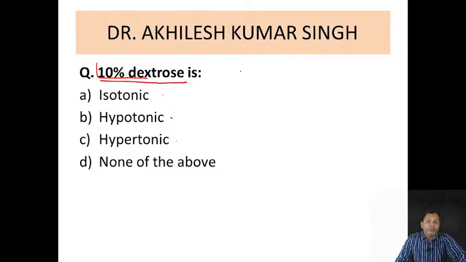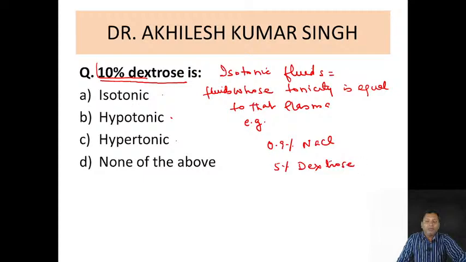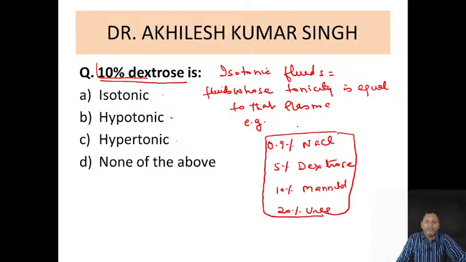You know very well the meaning of isotonic. What is the meaning of isotonic fluid? Isotonic fluids are the fluids whose tonicity is equal to that of the plasma. So they are called isotonic fluids, right? What are the examples of isotonic fluid? The examples of isotonic fluid are 0.9% NaCl, then 5% dextrose or sucrose, 10% mannitol, and 20% urea. So these are examples of isotonic fluid.